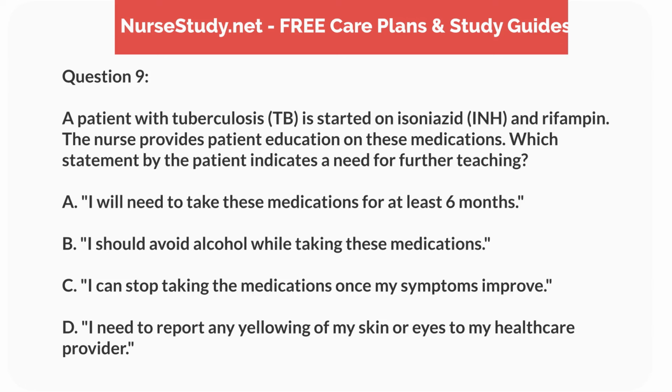Question 9. A patient with tuberculosis, TB, is started on isoniazid, INH, and rifampin. The nurse provides patient education on these medications. Which statement by the patient indicates a need for further teaching? A. I will need to take these medications for at least 6 months. B. I should avoid alcohol while taking these medications. C. I can stop taking the medications once my symptoms improve. D. I need to report any yellowing of my skin or eyes to my healthcare provider.